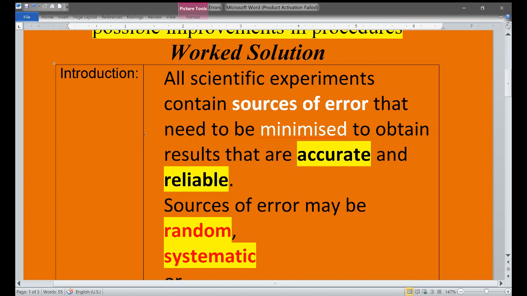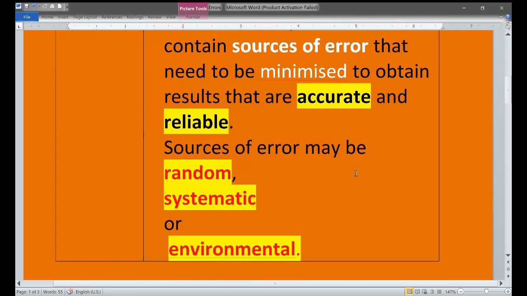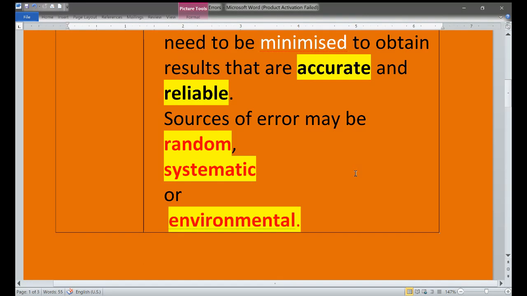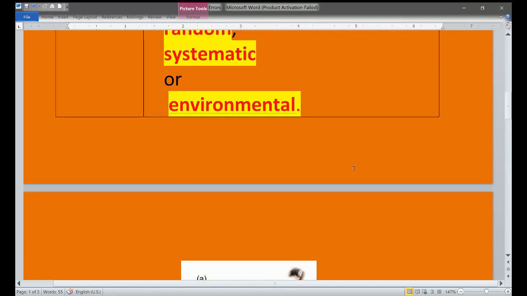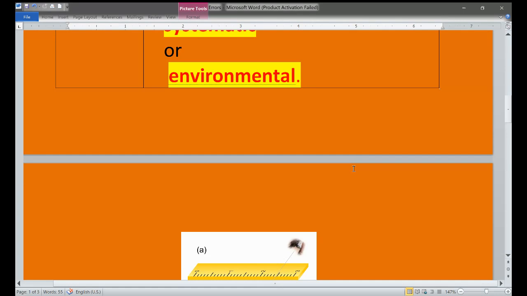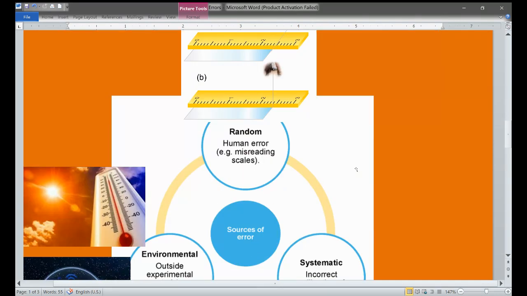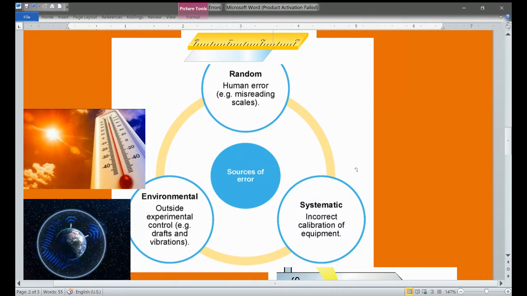So we need to identify the sources of error and then find their magnitude, and at the end we will eliminate them. Sources of error. Guys, it's not the error itself. It's the sources of error, which may be random, systematic, environmental. Three sources of error will be discussed at Cambridge O levels and IGCSE. If you see here a mind map or a chart, sources of error, at the top it is random error. Then second is systematic, third is environmental.